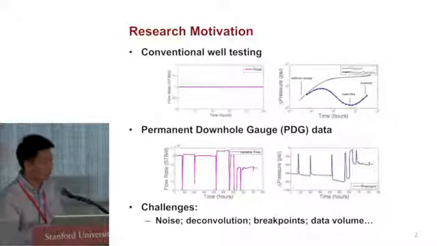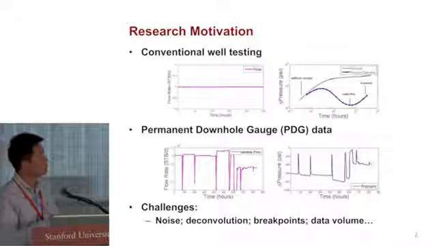However, there are several challenges. First of all, the data is really noisy, and also because we have a variable flow rate here, it makes the pressure signal harder to deconvolve. Also, we need breakpoints to separate each transient in the pressure signal. And because the PDG is operated during reservoir operation, the record can last for several years, which contains millions of data points. The volume of the data itself can be a challenging problem.